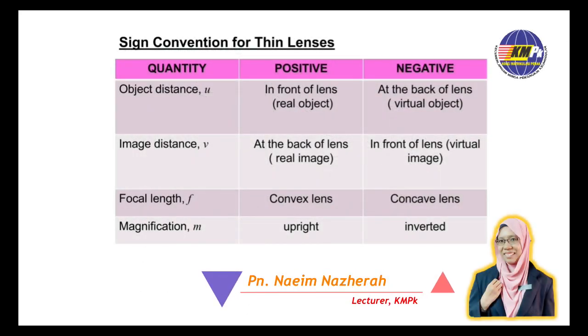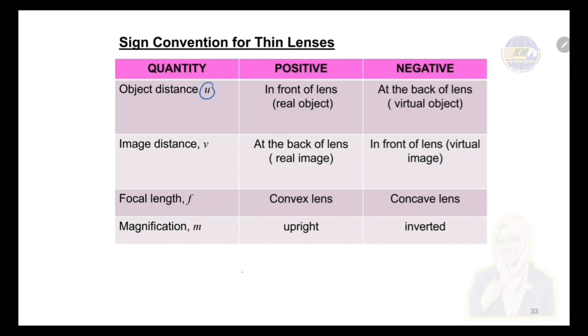This is the summary of sign convention for thin lenses. The object distance u is positive if you put your object in front of the lens, and we call that object real. However, if the object distance is negative, it means that the object is at the back of the lens, and we call the object virtual.